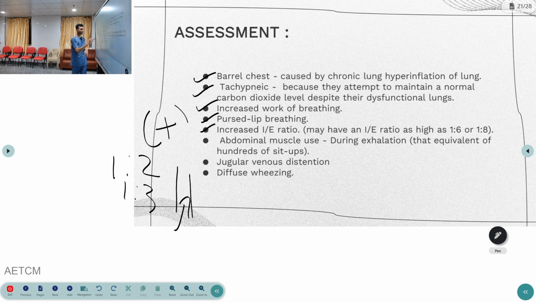Next is abdominal muscle use. Abdominal muscle use means, at the time of exhalation, if the person has an increased respiratory effort, they will use the abdominal muscles during exhalation. The most important thing here is that the pain of the person during exhalation is equal to hundreds of sit-ups. If a person does 100 sit-ups, how much pain will they carry? Like that, using the abdominal muscle for a prolonged time, they will have this much pain. By reading this in Nancy Caroline, I wanted to feel that pain.